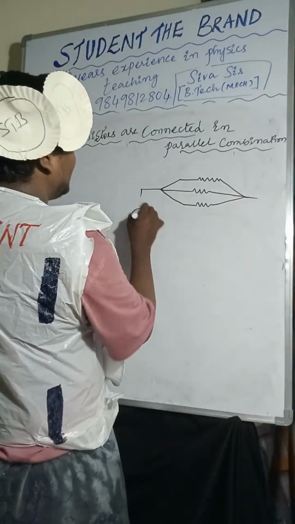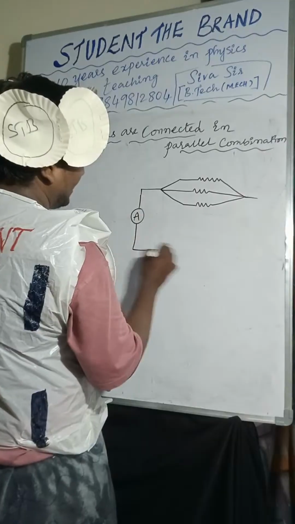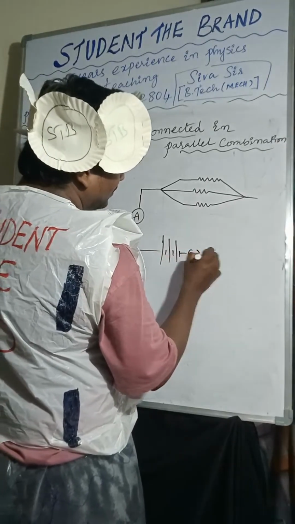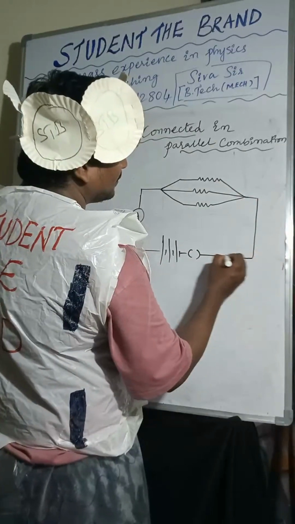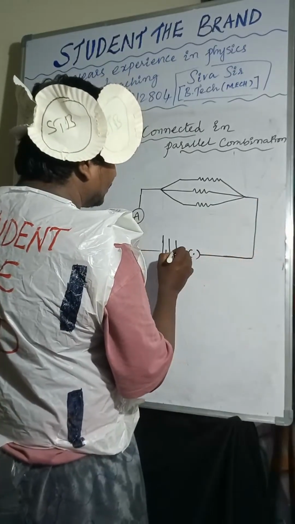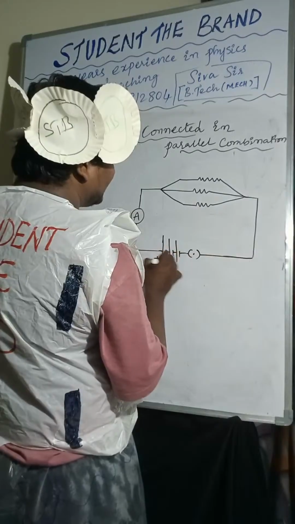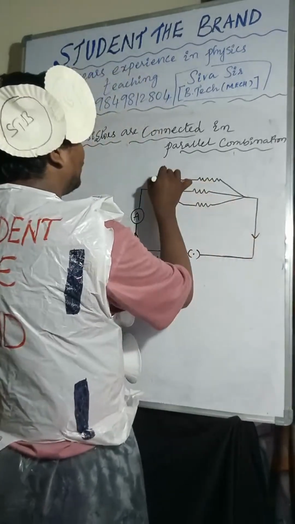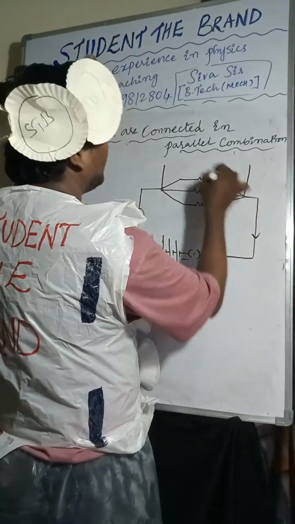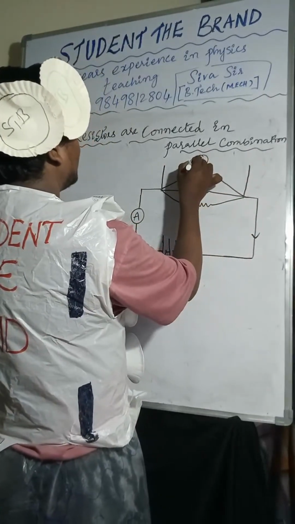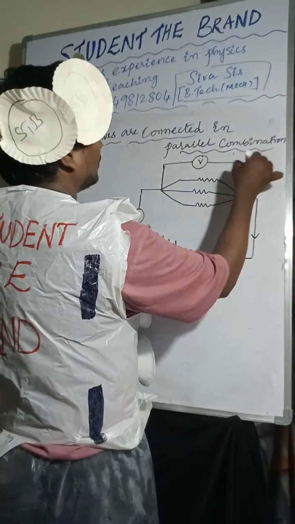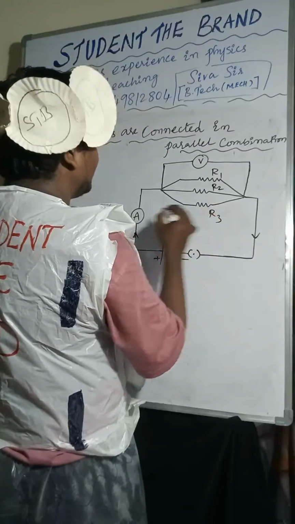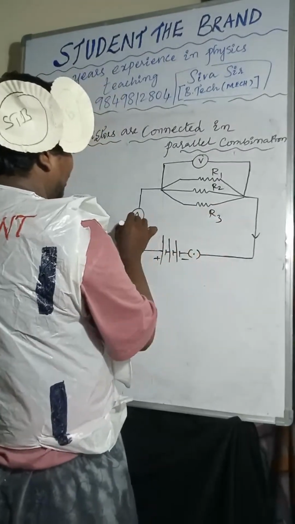So here is an ammeter and battery. Here you can see current is passing. Here I'm connecting a voltmeter. So this is R1, R2, R3. So positive, negative.